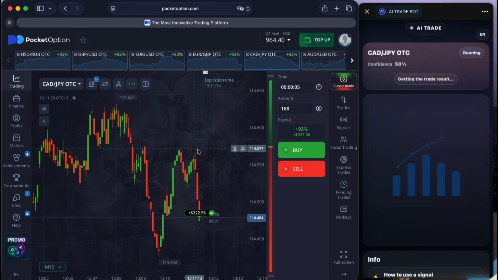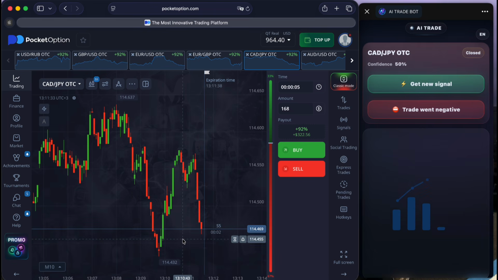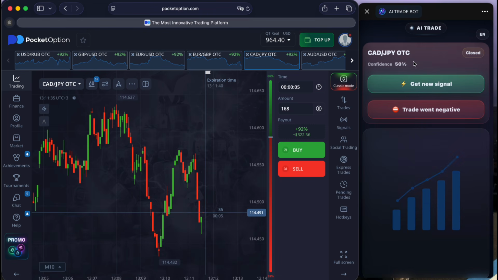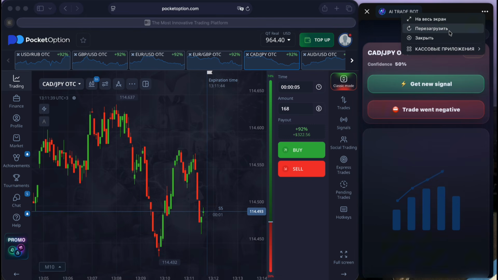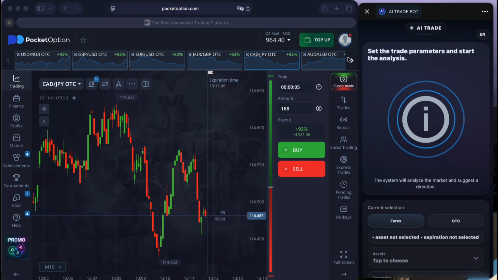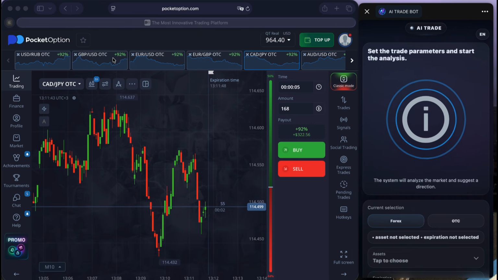After the local resistance level, the price produces a sharp downward impulse and will touch its last minimum value here. With 50% confidence, the bot read this chart perfectly and gave us the right signal. I also reset this tool and moved to the next asset, namely the British pound dollar.